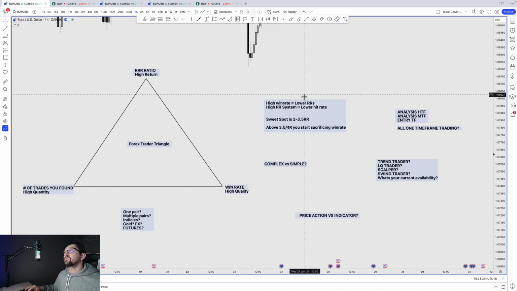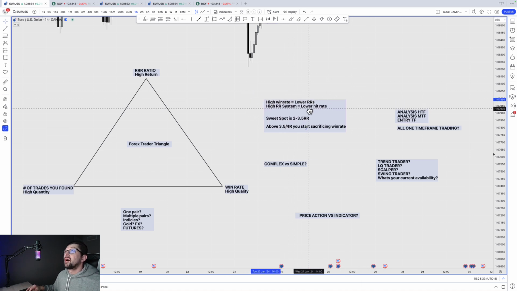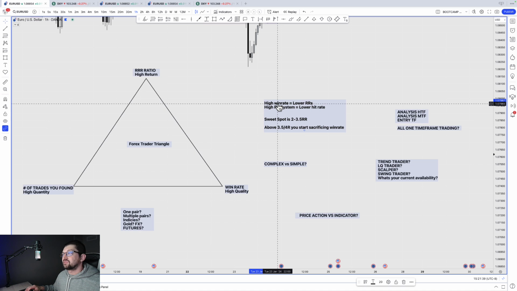So I want to talk about this a bit. Now, you've probably seen on Instagram, people are hitting whatever they're saying, 1 to 30 R, 1 to 50 R, 1 to 100 R. You need to understand that those trades, while they can happen, they're not going to happen very often.